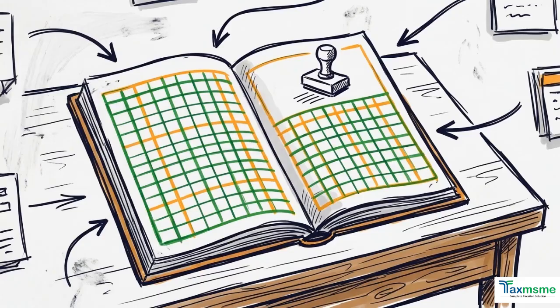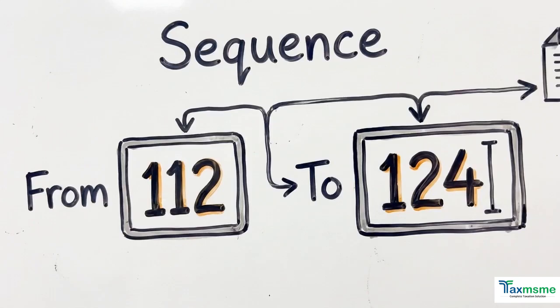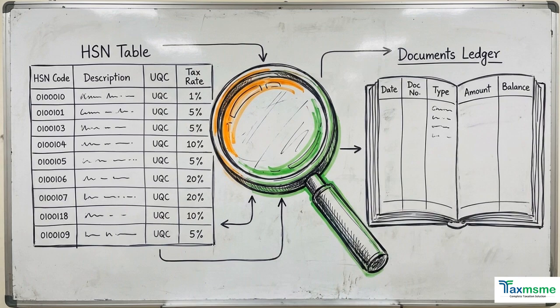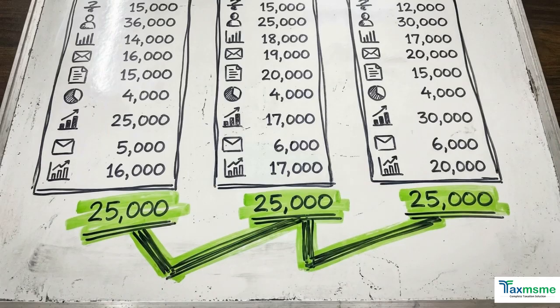Next is Table 13, Documents Issued. Think of this as the internal ledger that verifies the sequential integrity of your paperwork. Here, you enter the exact numerical sequence of the invoices you generated during the filing period. If you produced invoices 112 through 124, you log that range, making sure to explicitly record if any of those specific invoices were canceled. Together, the HSN summary and the documents ledger act as a mandatory internal audit. They ensure that every product classification and every piece of paper aligns perfectly with the financial totals you reported earlier.